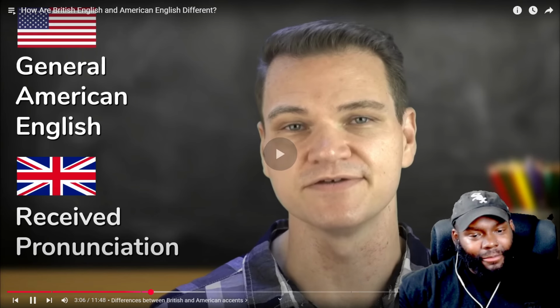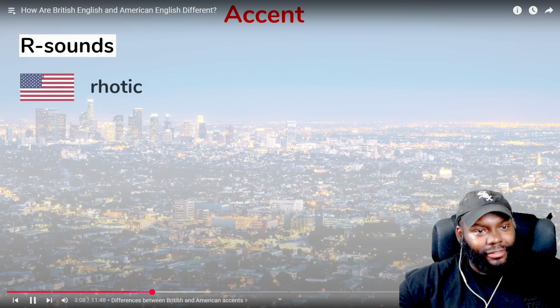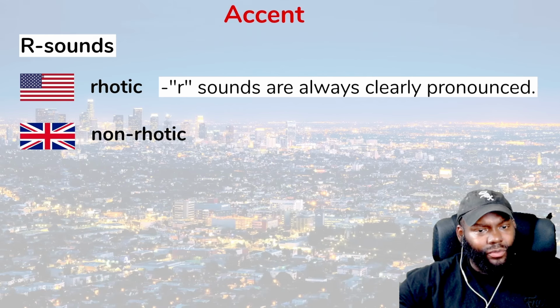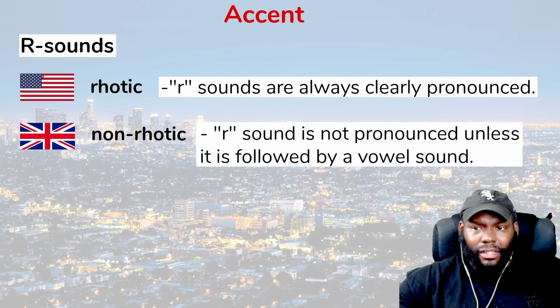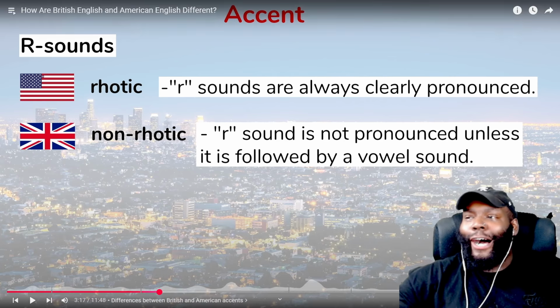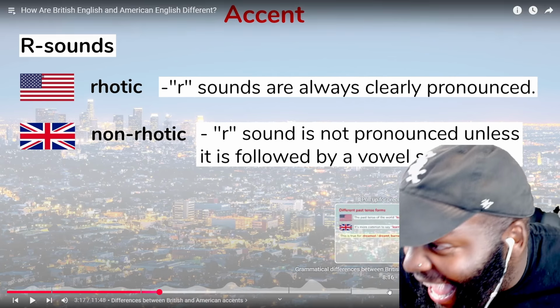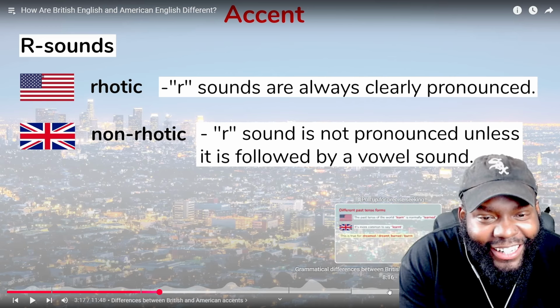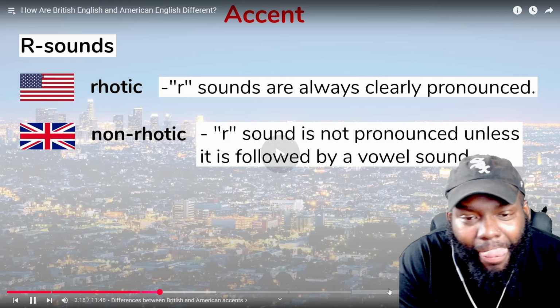Talk to me. R sounds. American English is rhotic, meaning that R sounds are always clearly pronounced. British English is non-rhotic, meaning that the R sound is not pronounced unless it's followed by a vowel sound. Water. Wait, that's a T. Dang.